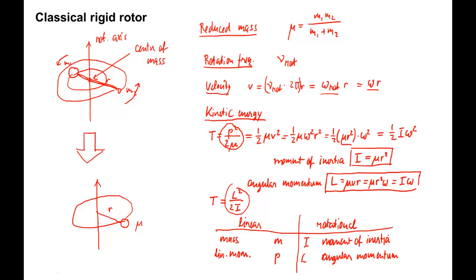In summary, we have reduced the rotation of a rigid diatomic molecule to the rotation of a single mass at a fixed distance from a center. The most important quantities for describing a rotational motion are the moment of inertia and the angular momentum. These two can be used to express the rotational kinetic energy as L squared over 2I.